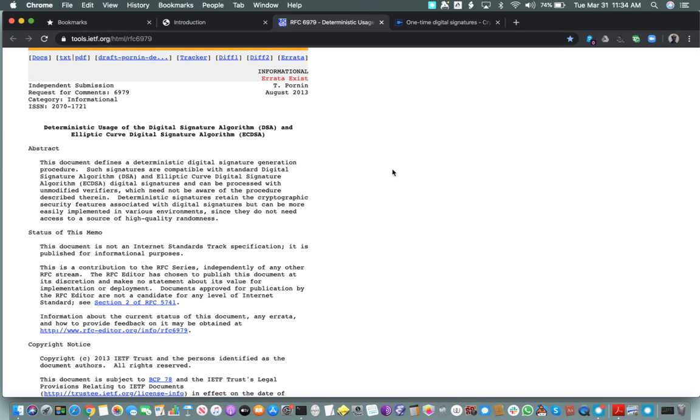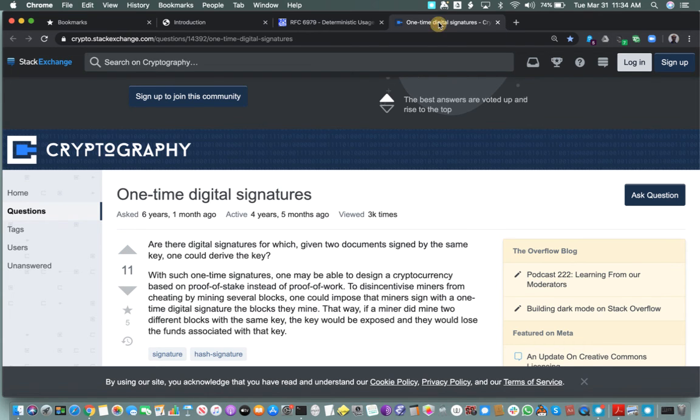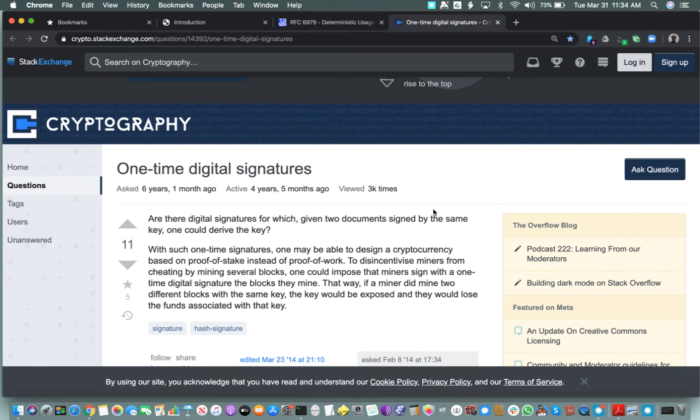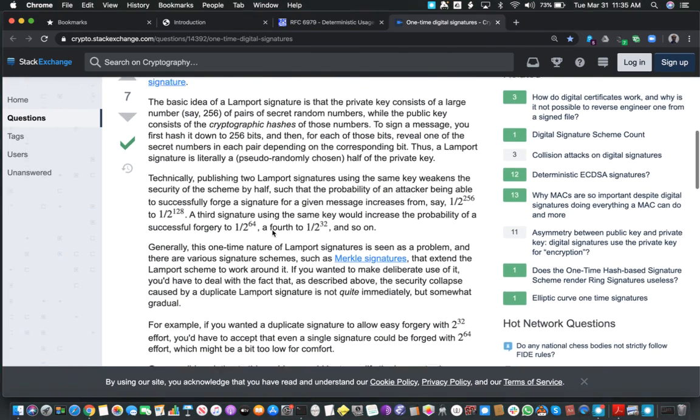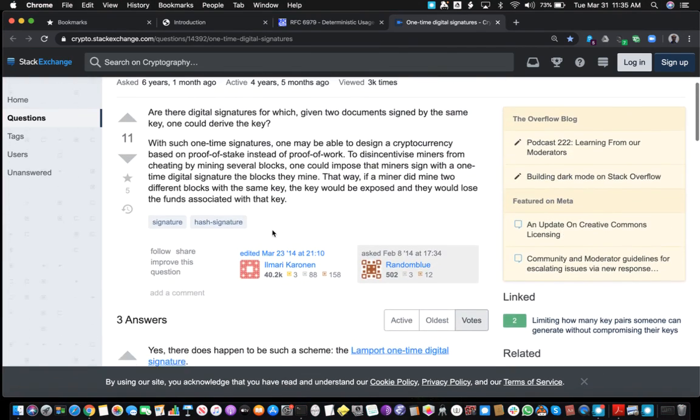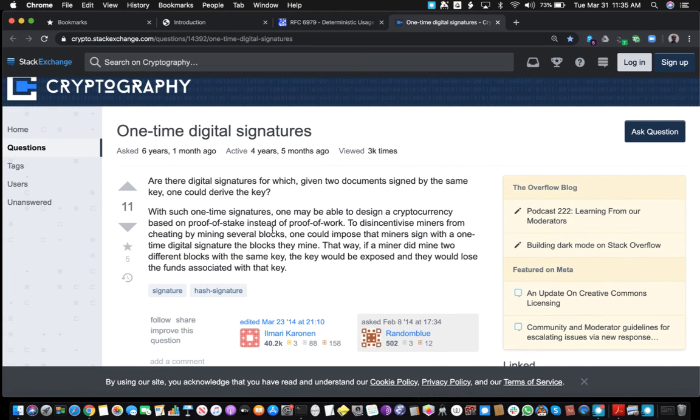Okay, finally, this is just some sort of curiosity I noticed, I thought maybe might be interesting. Here's someone on Stack Exchange asking, are there digital signatures for which, given two documents signed by the same key, one could derive the key? And he or she claims that this was interesting towards the design of a cryptocurrency. And people have answered the question and so forth. And I think it's actually a fun problem. Go ahead and design such a scheme, and there's many interesting ways to do it.